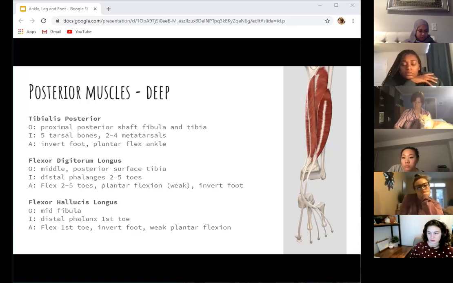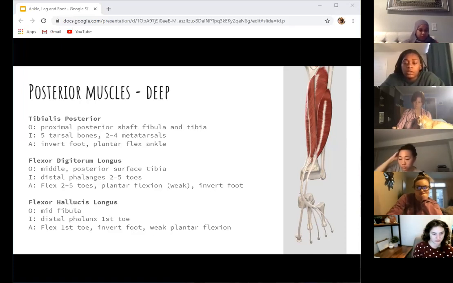And then flexor digitorum longus, it's going to originate on the middle posterior surface of the tibia and insert on the distal phalanges of toes 2 through 5. It will assist with flexion of those toes. It does assist with plantar flexion, but that's a very weak movement. I would not consider that a primary action. And it also assists with inversion of the foot.